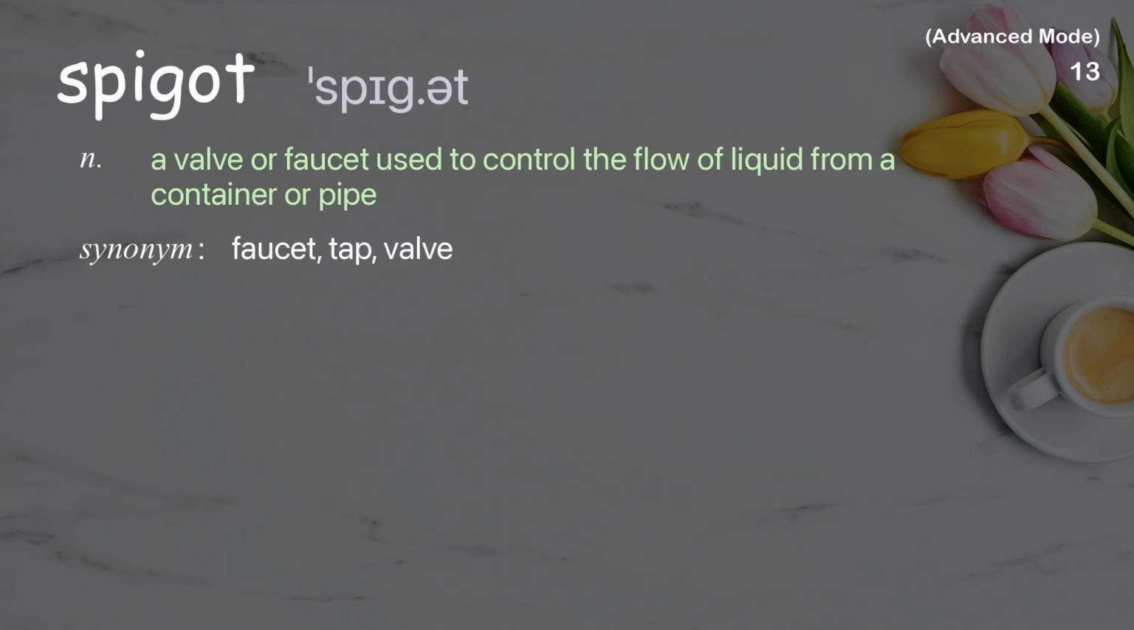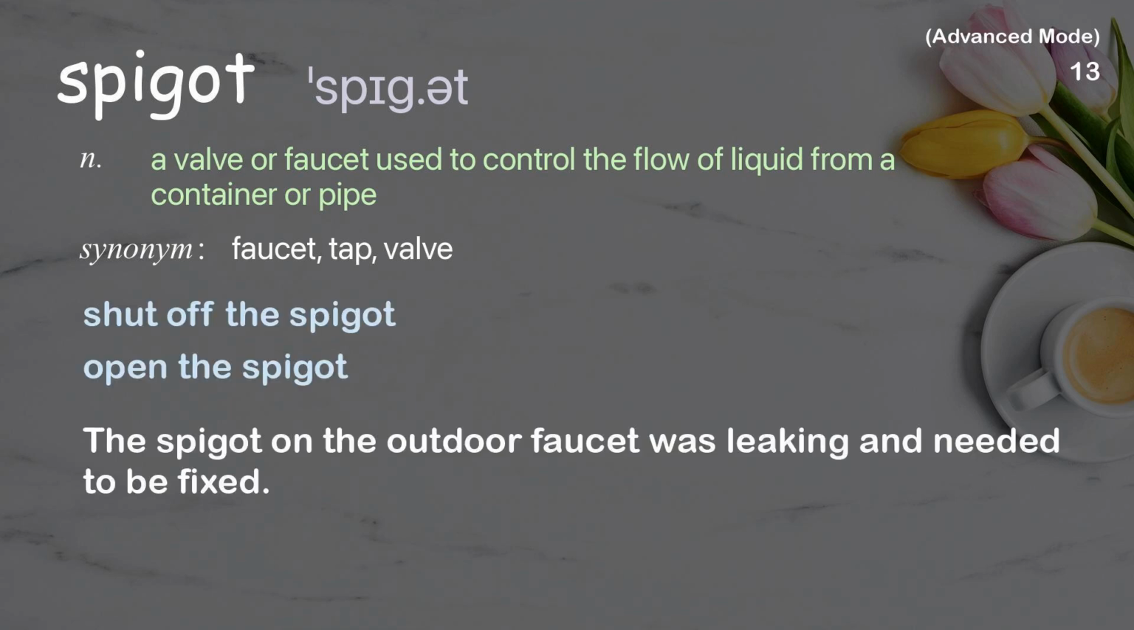Spigot. A valve or faucet used to control the flow of liquid from a container or pipe. Examples: Shut off the spigot. Open the spigot. The spigot on the outdoor faucet was leaking and needed to be fixed.